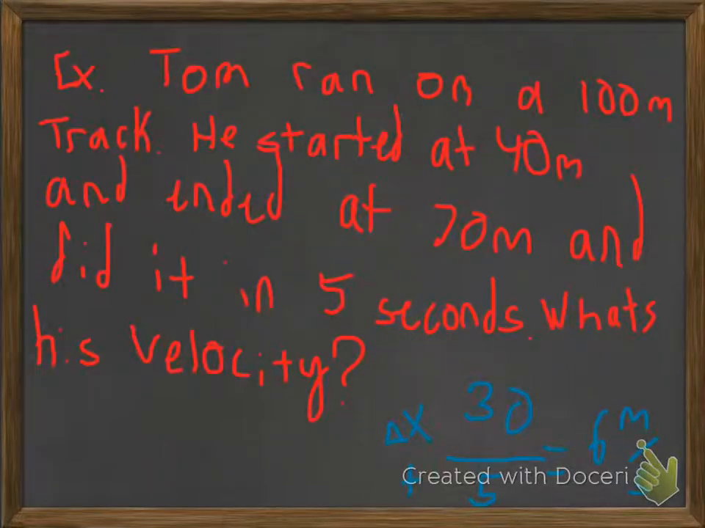Let's do another one. Tom ran on a 100-meter track. He started at 40 meters and ended at 70 meters, and he did it in 5 seconds. What's his velocity? Like in the last problem, we should write our equation first, which is velocity equals delta x over t, and then we'll find our known variables and plug them into the equation. If he started at 40 meters and ended at 70 meters, then we would subtract 40 from 70 to find how far he ran, which would be 30 meters, and we would divide it by the time it took him, which is 5 seconds. And we find that his average velocity would be 6 meters per second.